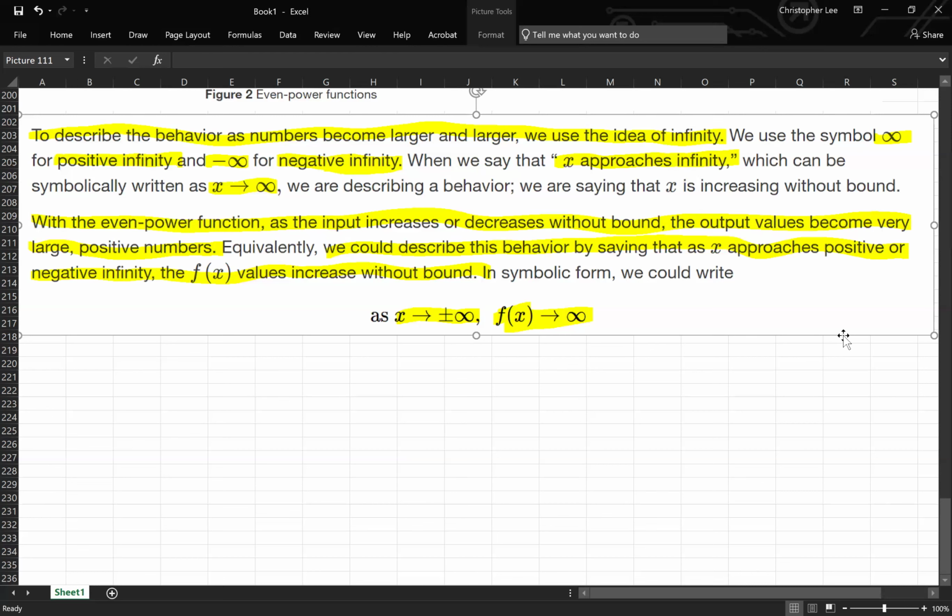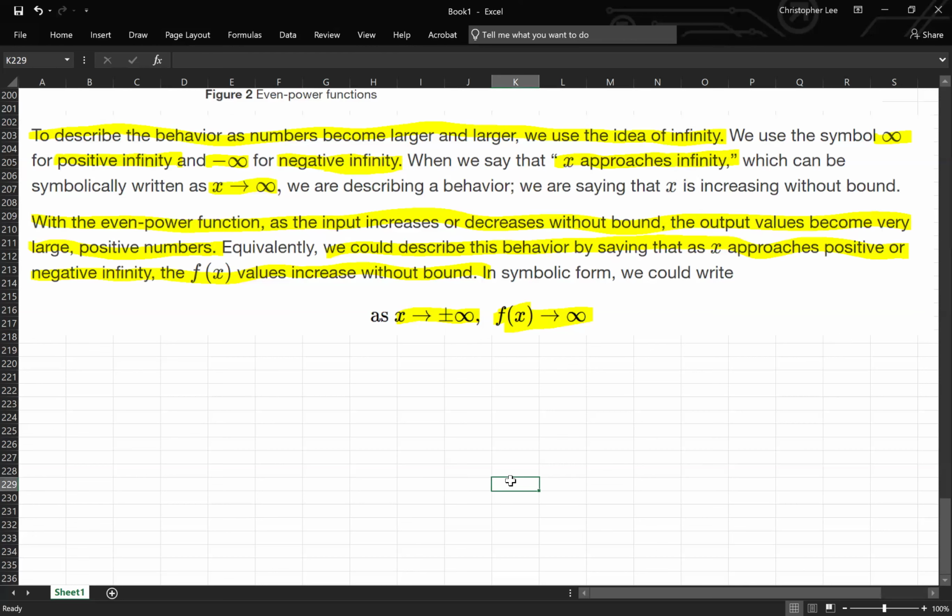With the even power function, as the input increases or decreases without bound, the output values become very large, positive numbers. Equivalently, we could describe this behavior by saying that as x approaches positive or negative infinity, the f of x values increase without bound. In symbolic form, we write as x approaches positive or negative infinity, f of x is approaching infinity. All right, good stuff.